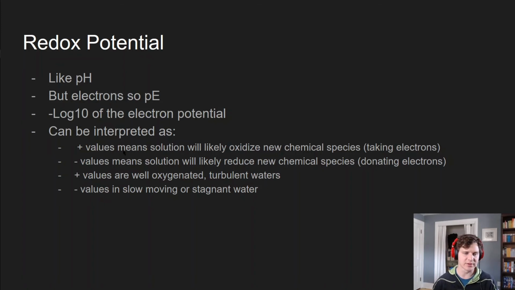So positive values mean that you're full of space to take in electrons. Negative values mean that you basically have so many electrons already in the compounds that you want to donate them. Positive values are well oxygenated, turbulent waters. If we're thinking about streams, they will frequently have a positive oxidation reduction potential or electron potential. And values in slow moving or stagnant waters can often be negative.